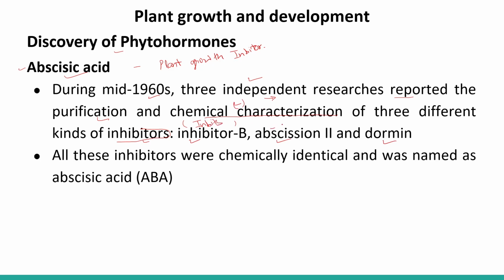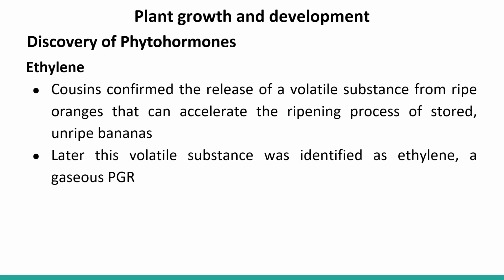Abscission: abscisic acid also plays a role in abscission. Okay, we'll talk about this in later slides. And then dormin. Okay, it induces dormancy in seeds and buds. That's why dormin. Now all these inhibitors, all three, which were identified individually by three independent researchers, were all chemically later identified as abscisic acid. They were named abscisic acid later. So this was about the discovery of abscisic acid.